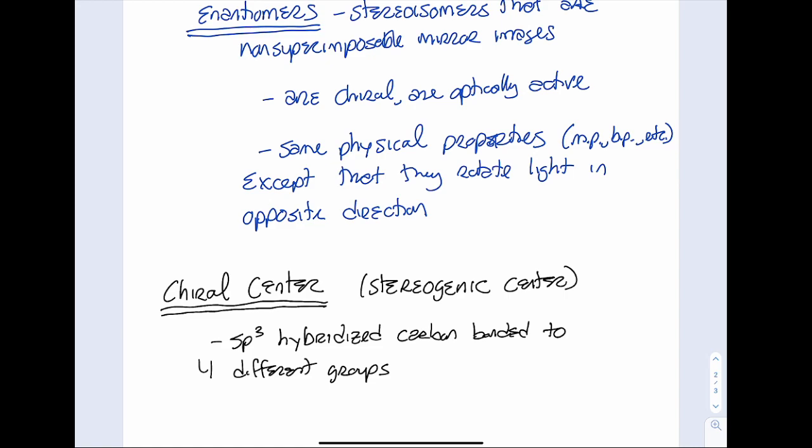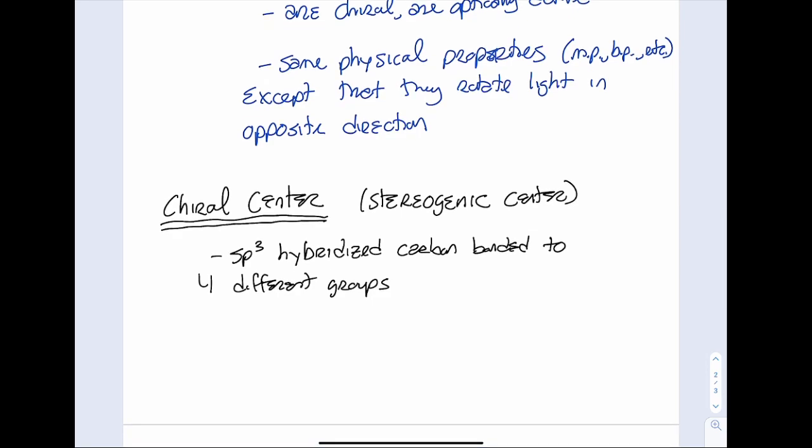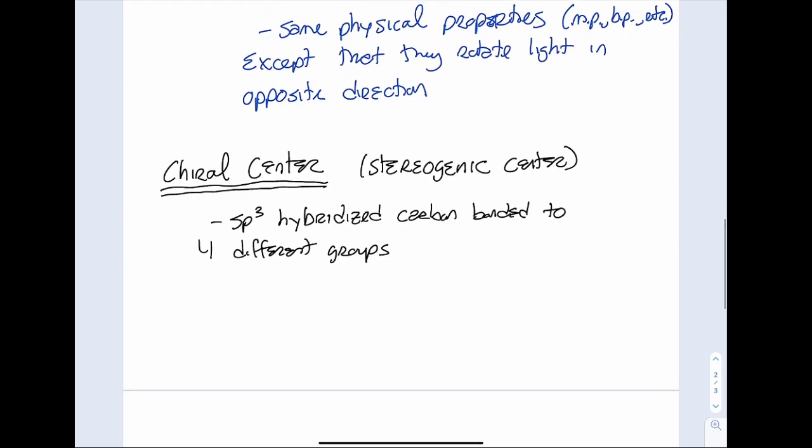So to exist as an enantiomer, I have to have a chiral center. So a chiral center is an sp3 hybridized carbon bonded to 4 different groups. If you have one chiral center, your molecule will be chiral.